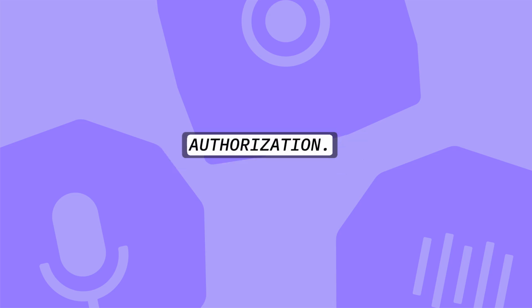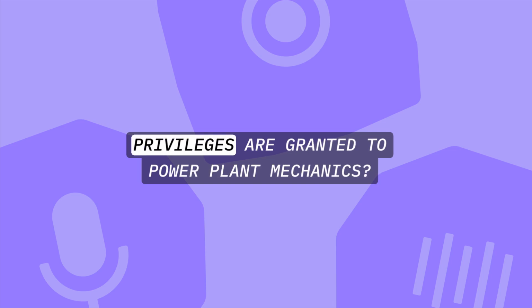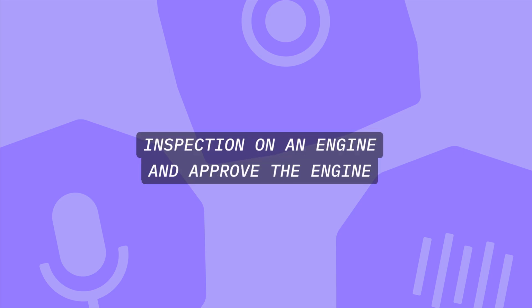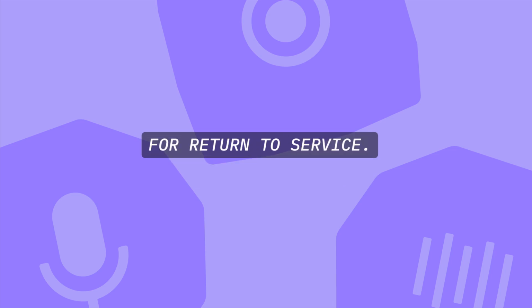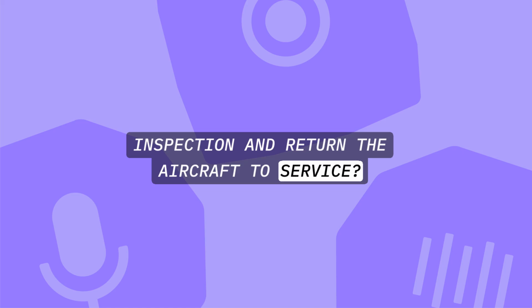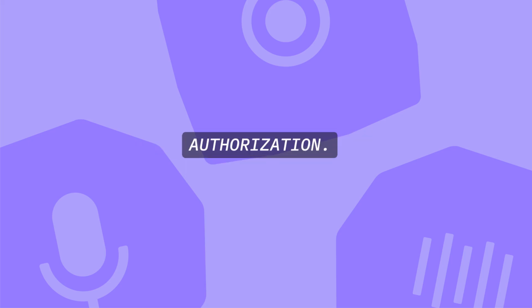In addition to performing maintenance, what other privileges are granted to power plant mechanics? A power plant mechanic may perform a 100-hour inspection on an engine and approve the engine for return to service. When may a mechanic perform an annual inspection and return the aircraft to service? When the mechanic holds an inspection authorization.